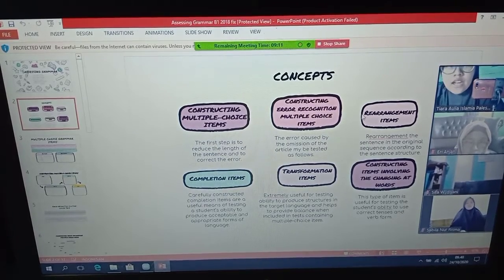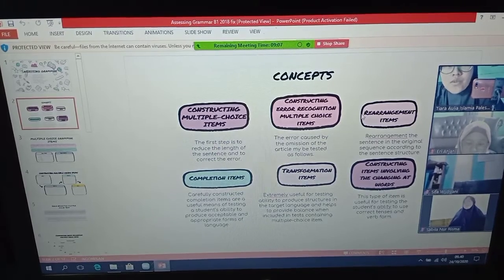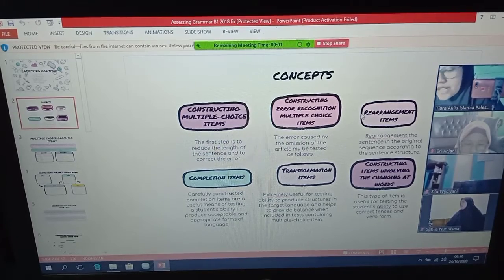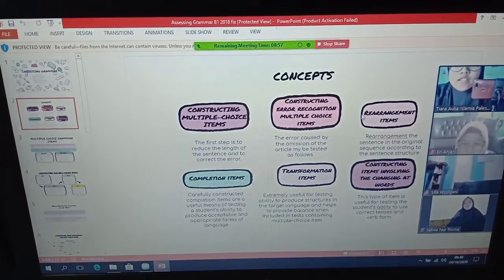The third one, rearrangement items. Rearrange the sentence in the original sequence according to the sentence structure. Latihan kuis tujuannya untuk menyusun kembali kalimat secara logis sesuai urutan aslinya atau sesuai dengan struktur kalimat.